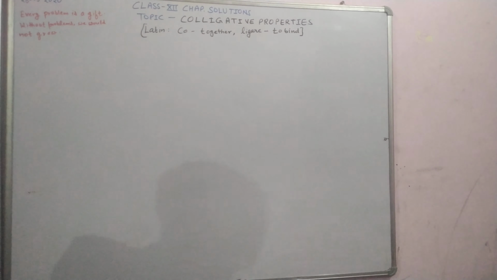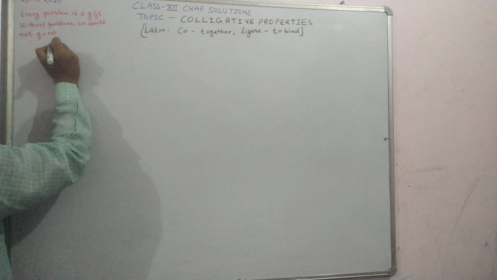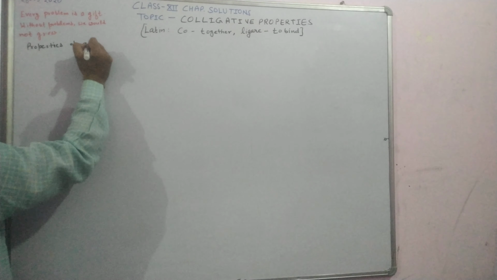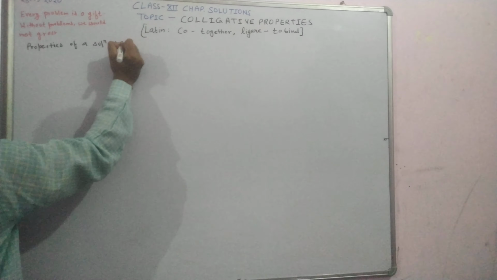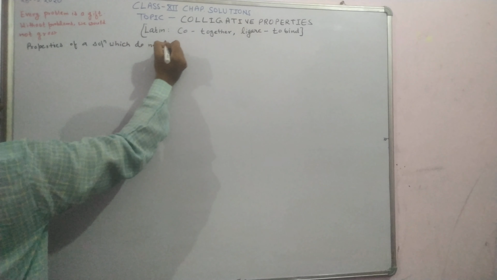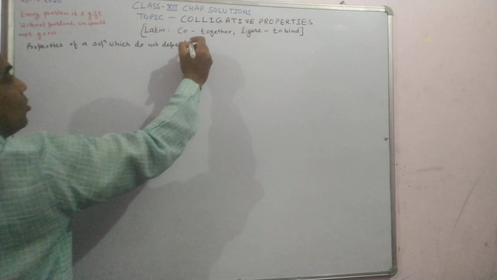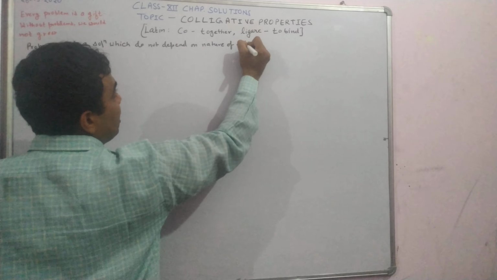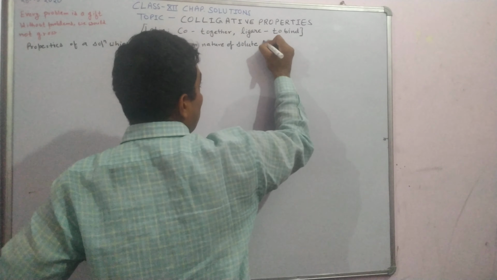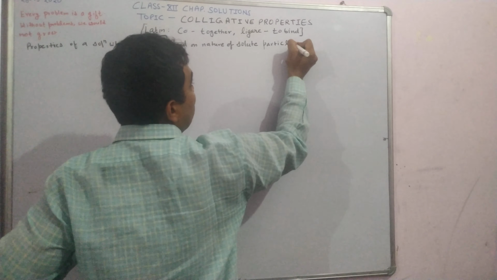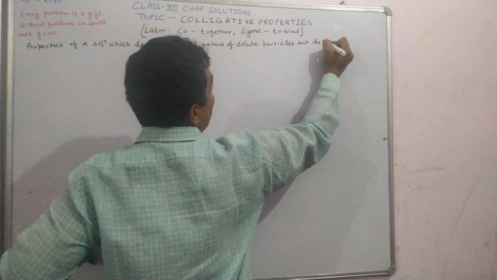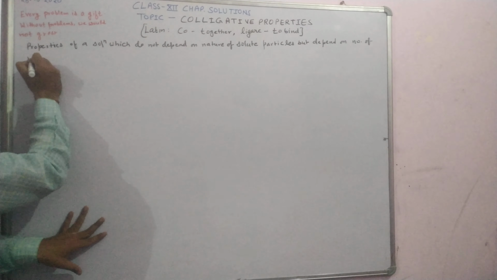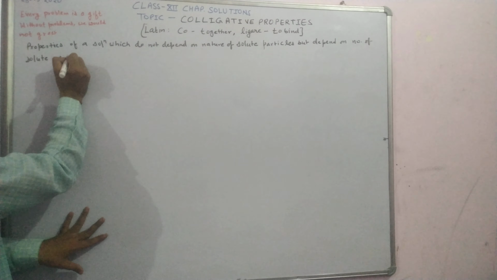So how can we define colligative properties? Properties of a solution which do not depend on the nature of solute particles but depend on the number of solute particles.